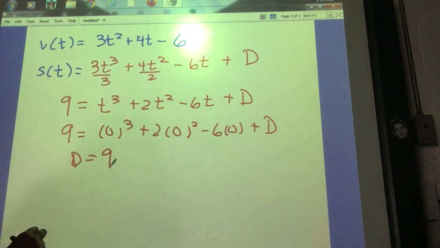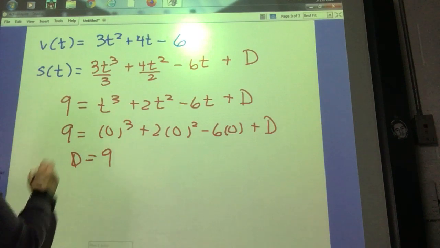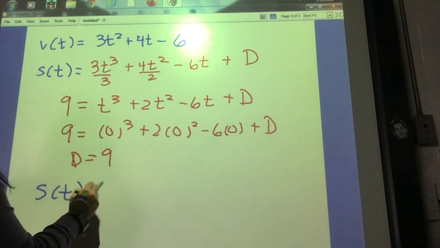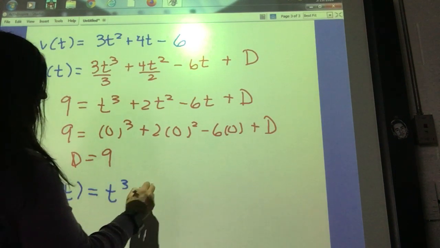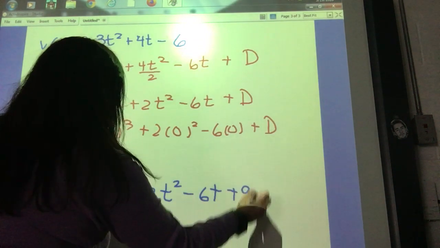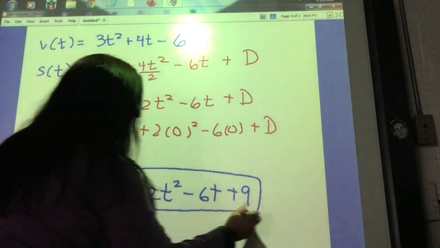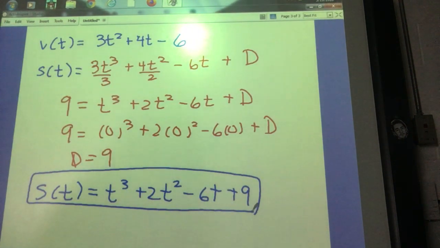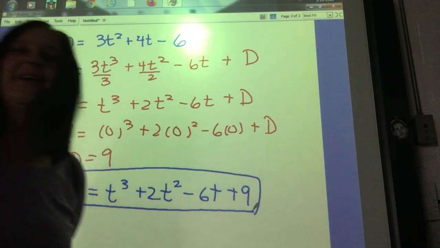So the question asked for the position function. Based on that, the position function should be t cubed plus 2t squared minus 6t plus 9. Okay, a nice easy lesson for us to end this course on.